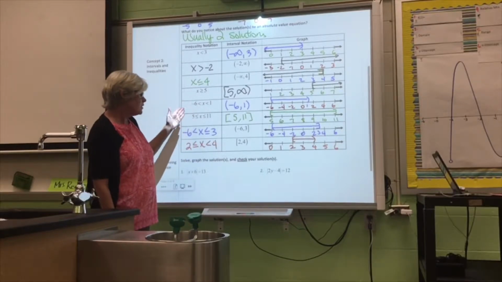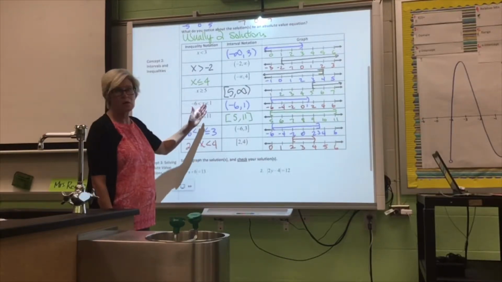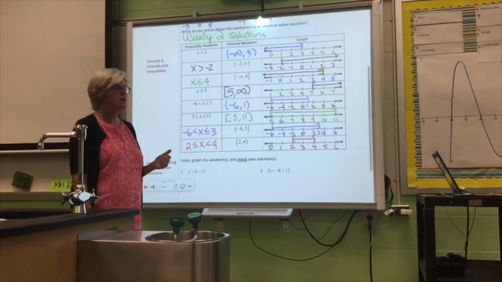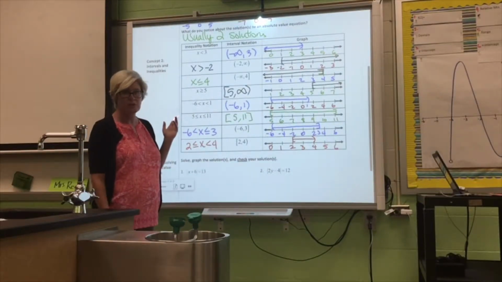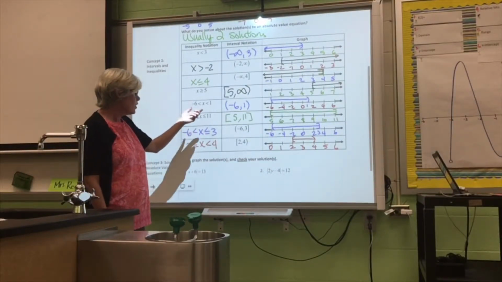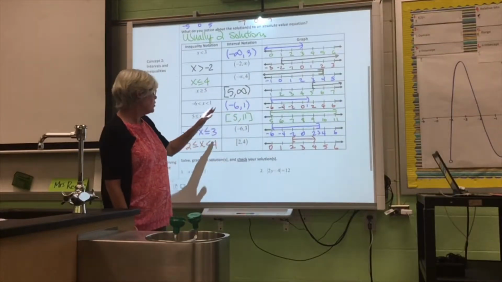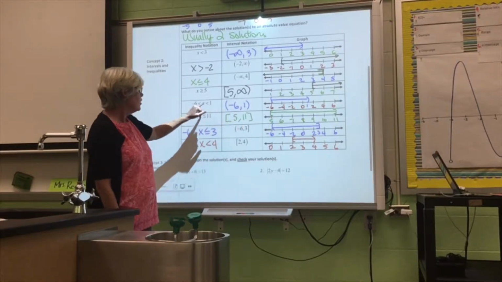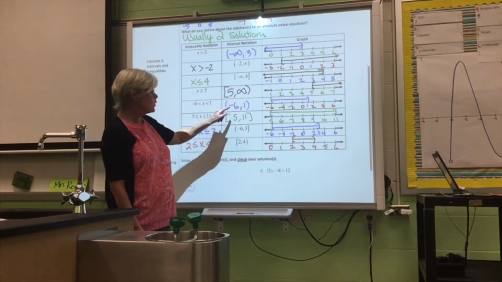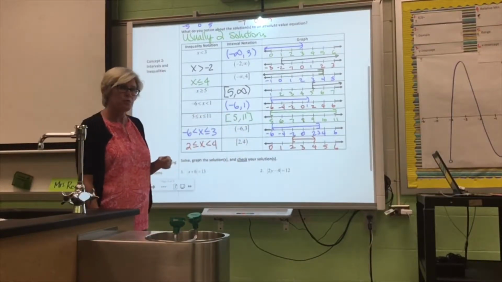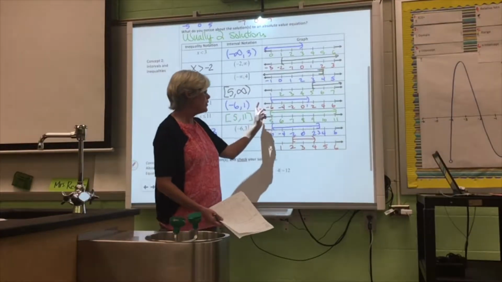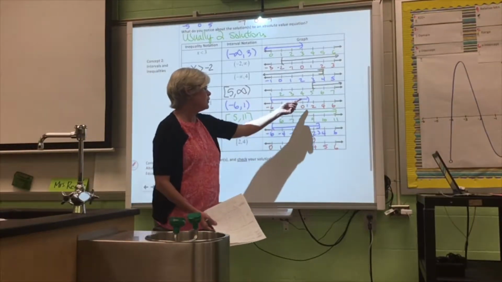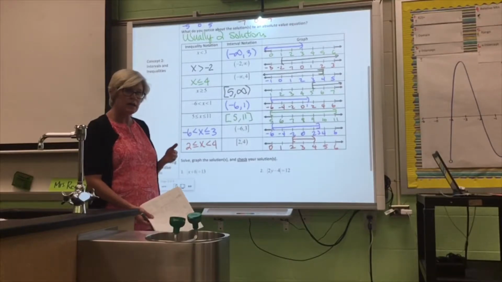This says -6 is less than x is less than 1. Another way to say that is x is in between -6 and 1. So that's what this is saying. From -6 to 1. There are no equal signs, so we put parentheses. When we put that on the number line, we put a parenthesis on each number, and we just put our solid line in between.